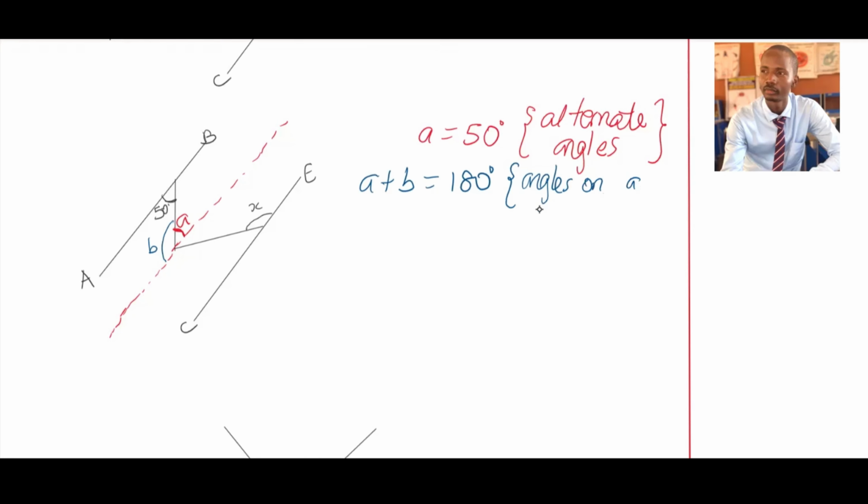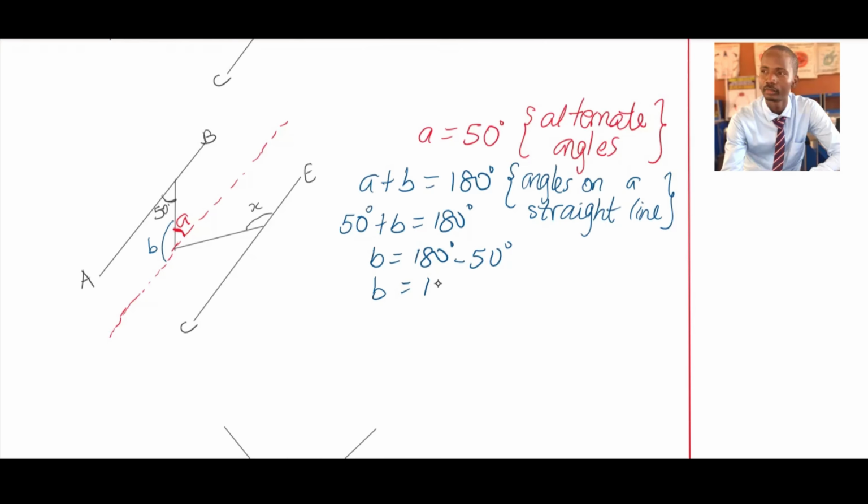Angles on a straight line. Okay, so in that case, remember A is 50, that is 50 plus B equals 180 degrees. So I can say that B is equal to 180 degrees minus 50 degrees, subtracting 50 from both sides. So B is equal to 130 degrees.